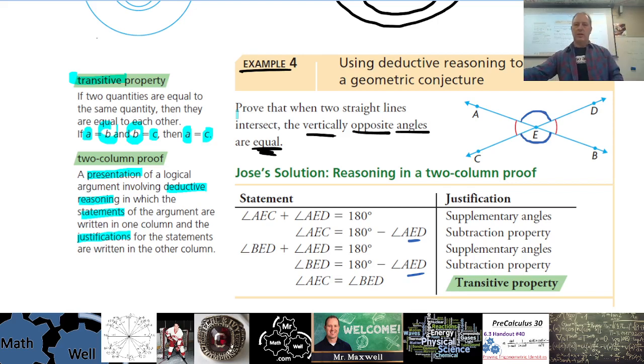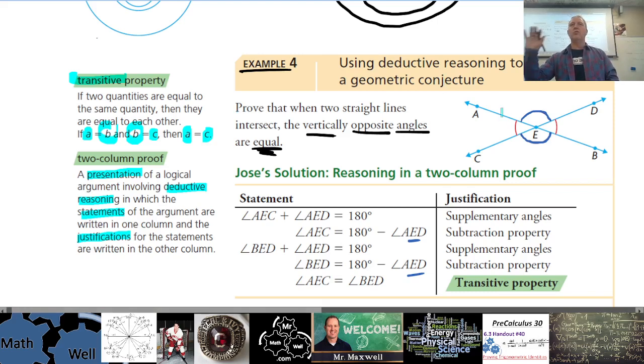So how do we start this? Well, you start with something that you know to be true, and you're trying to find some kind of overlapping connection. So we're going to start here by saying that angle AEC, that's this angle right here, and angle AED, that's this one right here, they are equal to 180 degrees. How do we know that? Because CD is a straight line, and these two angles are supplementary. So there's your justification, supplementary.